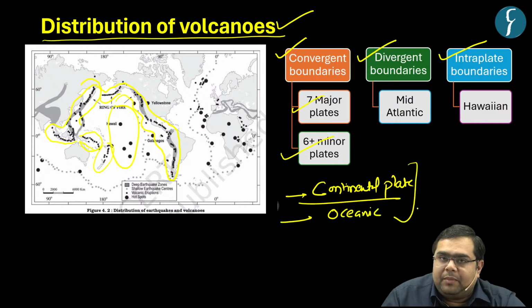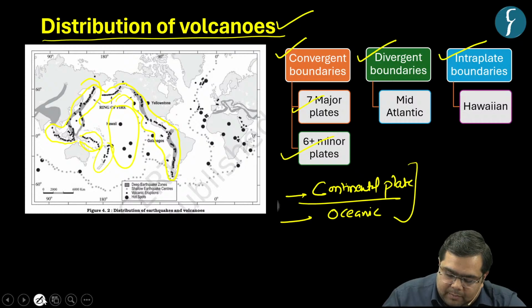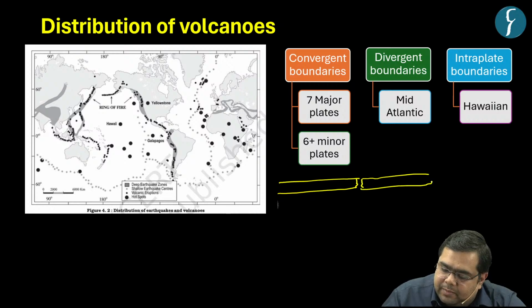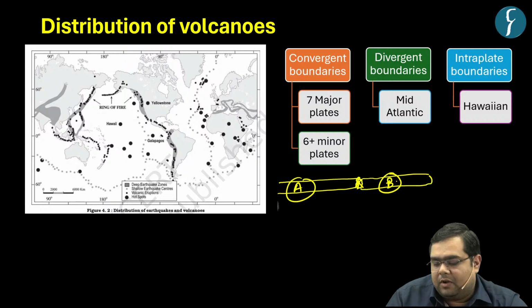Now, what is the meaning of the term boundary? Boundary means a location where two plates meet. For example, this is plate A and this is plate B. Where these two meet, it is called an interface or boundary.